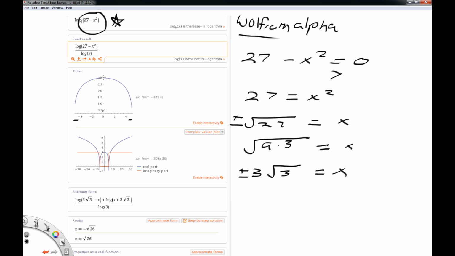Now the range is just the maximum here. Well, what's the maximum possible? That's when this guy is equal to 0. So log base 3 of 27 is equal to what? So 3 to some x is equal to 27. Well, x equals 3, because you see that 3 to the 3 is 27, and that's going to be your range. So the range has to be less than or equal to 3.